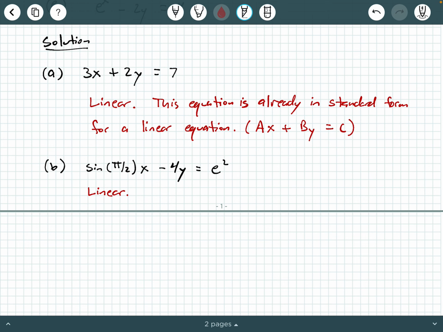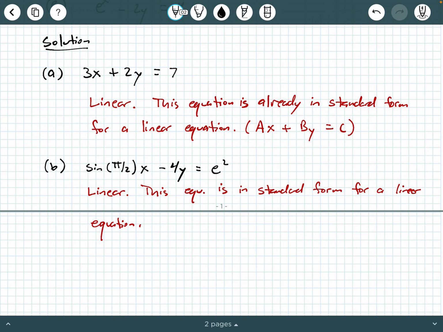So this equation, I'm going to write basically the same thing as part A, is in standard form for a linear equation. Okay, so that's linear.